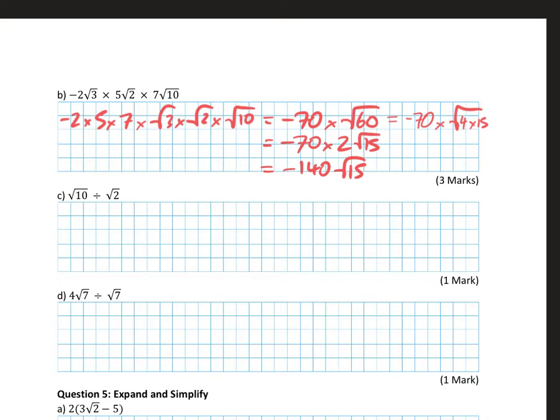Root 10 divided by root 2. Well, that's just the same as 10 divided by 2, but with roots. So it's going to be root 10 over root 2, which is going to be root 5. 4 root 7 divided by root 7, well, you've got 4 root 7 over root 7. Those two cancel out, so it's going to be 4.